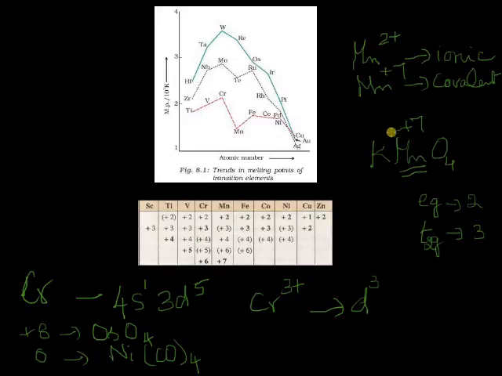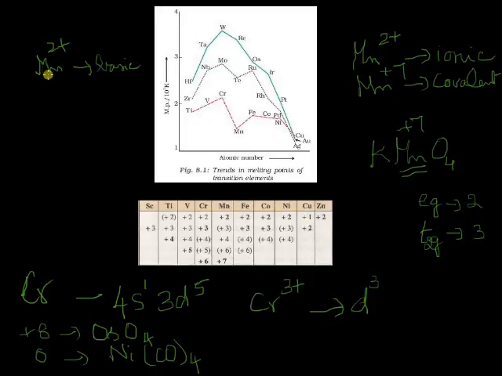In Mn+7, that is in KMnO4, manganese is covalently bonded to the 4 oxygen atoms. So here it exhibits a covalent character. One more thing you should know is the lowest oxidation state of a transition metal is basic. Mn+2 again is basic in nature.